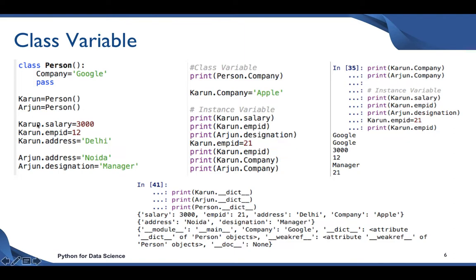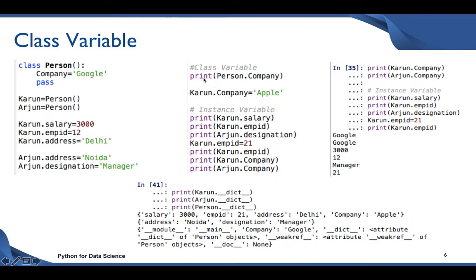Karan dot salary, this is the instance variable. Karan dot employee ID, this is the instance variable. Karan dot address, this is the instance variable, because all these variables refer to Karan only. Arjun dot address, Arjun dot designation, this we have already seen, right? So this is perfectly fine with us because previously we have worked on these instance variables. Now this company has come, right?